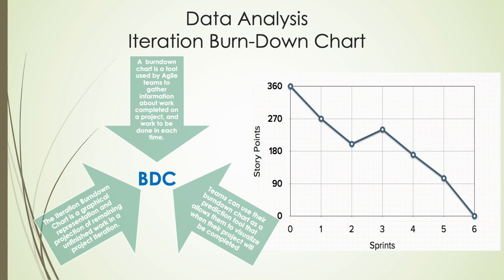The iteration burn-down chart specifically focuses on the remaining unfinished work within a single project iteration. It's a graphical representation that not only shows the progress made but also projects how much work is left, helping teams stay on track and ensure they meet their iteration goals.